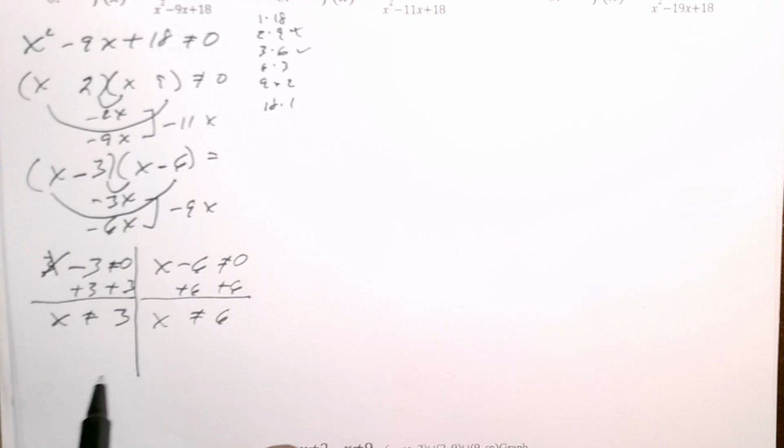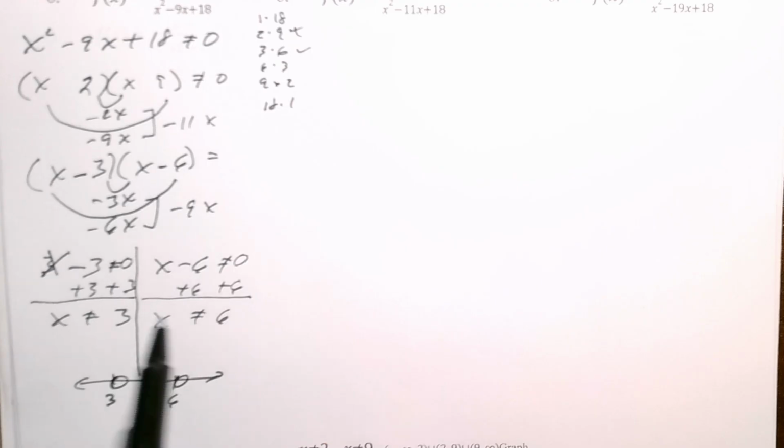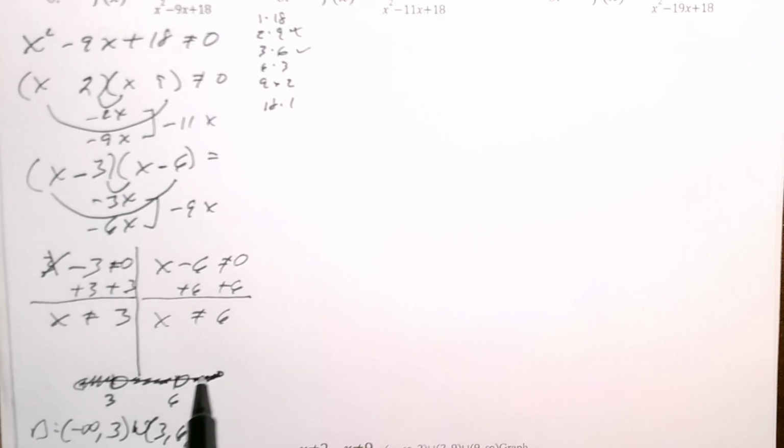Let's see. I'll draw my number line here. There's the 3, there's the 6. Can't use that number, can't use that number. But we can use anything over here. So I'm going to say the domain can be negative infinity to 3. We use any numbers for there. And we use any number inside here. That would be from 3 to 6, unioned. And then we can use any numbers right here in this section. That's from 6 to positive infinity for the domain.